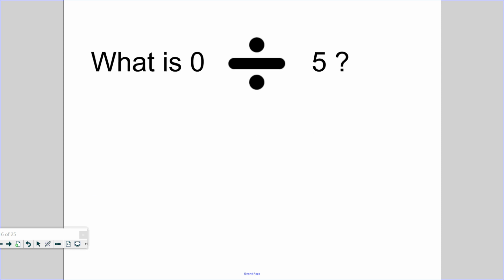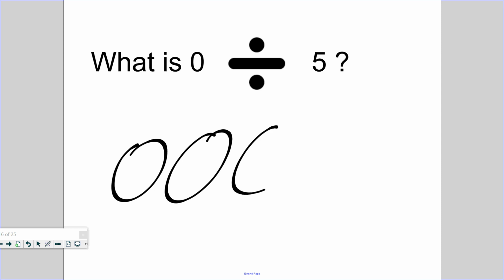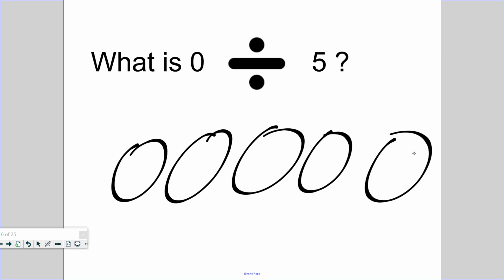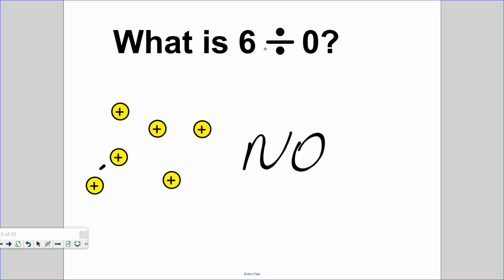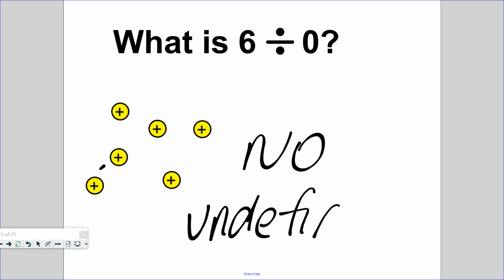What if you have 0? If you know there's no tile, can you divide it into 5 groups? 1, 2, 3, 4, 5 groups. Each group will have 0. So it is possible. So when there is no answer, you'll be learning something called undefined. Undefined means it can't be defined. There's no answer to it.